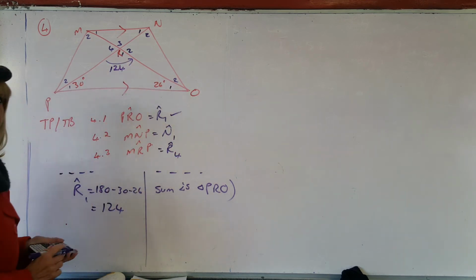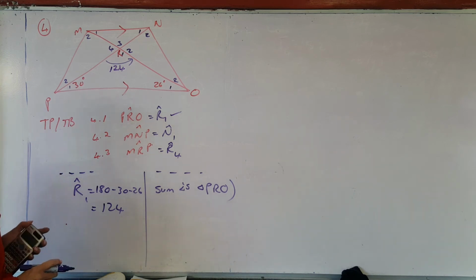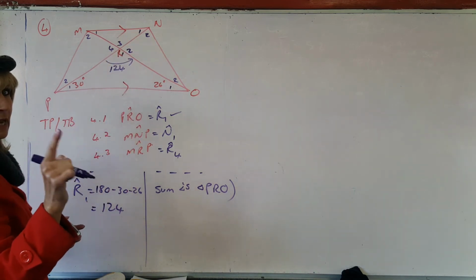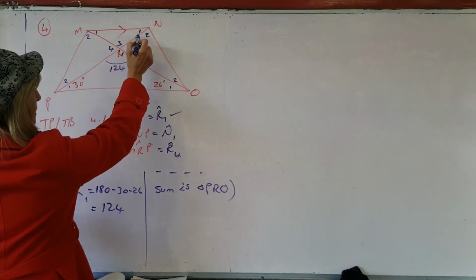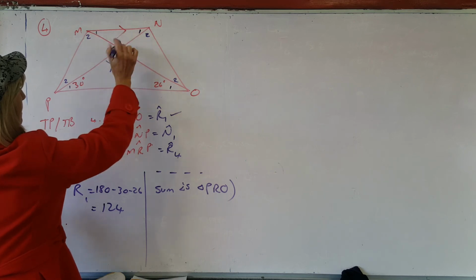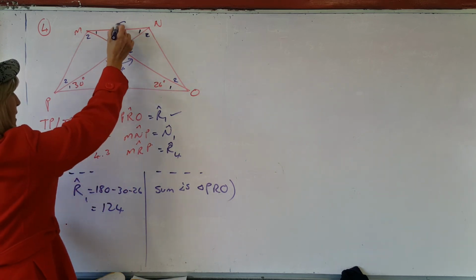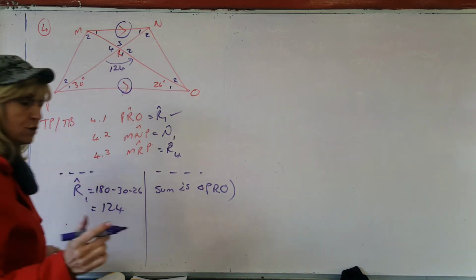Done. Maak seker jy antwoord jou vraag. Make sure you answer every question that's been asked. Number 4.2 said I must find N1. N1. How will I find N1? Sien jy die fun and games, people? I have N1. Not equal to anything. Triangle is not going to work for me. It's all about the parallel lines. So in parallel lines, what do you know?